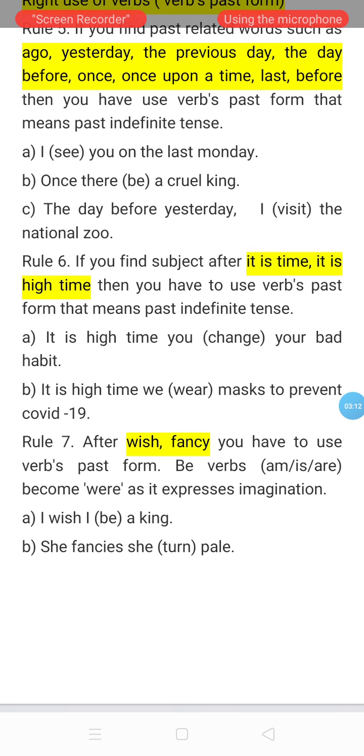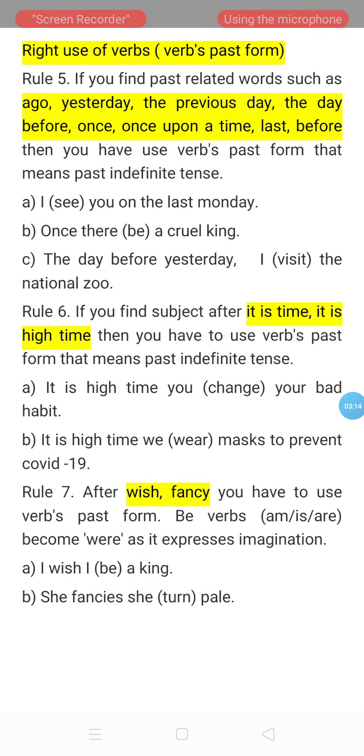So what will be the answer here? The answer will be were. As you know, after I you have to use was as auxiliary verb, but the sentence expresses imagination. As it expresses imagination, so you have to use were as a be verb here. So the answer will be were. I wish I were a king.